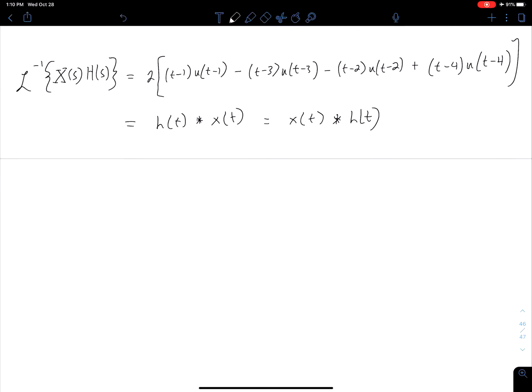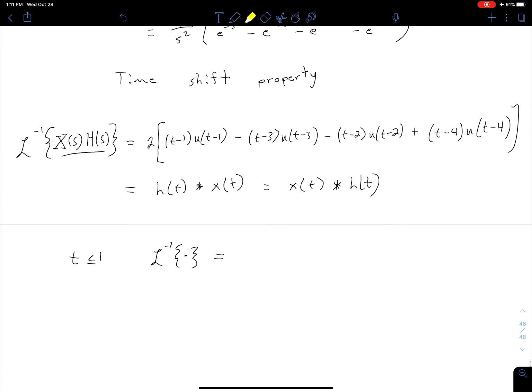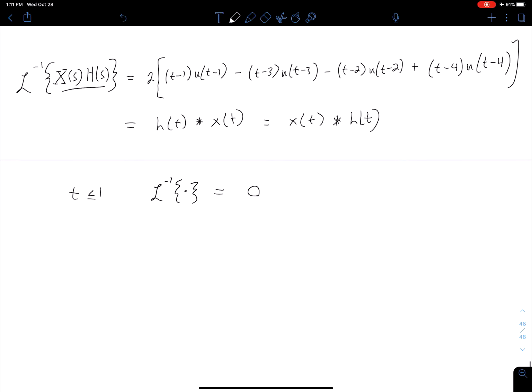So let's consider our different times here. For t less than or equal to 1, let's consider what our inverse Laplace transform is, and I'm just going to put a dot to indicate that we have this stuff in there, just so I don't have to write it each time. For t less than 1, none of these step functions are going to be, quote-unquote, turned on. So we're still in the region where they're equal to 0. And so consequently our overall inverse Laplace transform will just be 0.